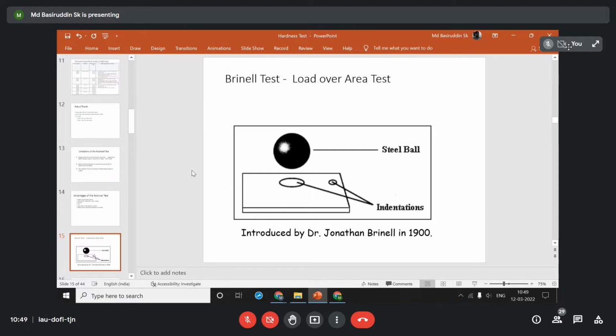When we increase the load, a problem may arise with the indenter, because we are using a hardened steel ball. When we find that small d is very small at a very high load, the indenter may get deformed. That means we have to use a different indenter made of a very hard material, maybe diamond. But in the Brinell test, according to Brinell, no such indenters are available.